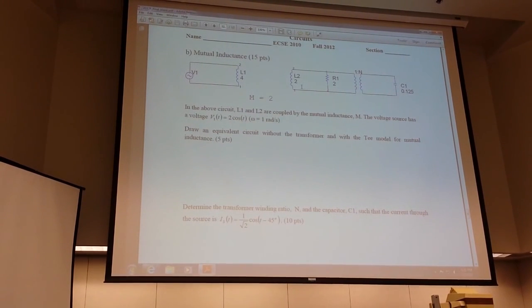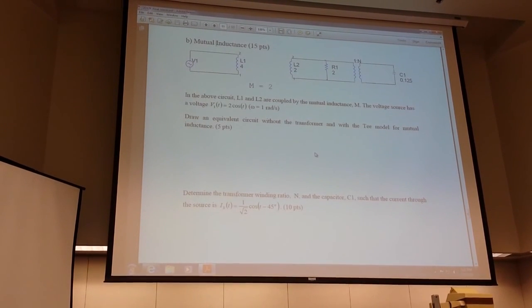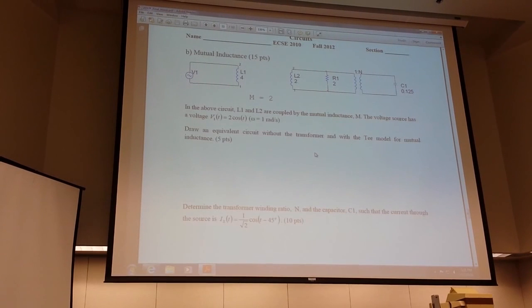And by observation, some of this problem is fairly straightforward. M was given, L1 minus M is 2. M is 2, and then L2 minus M is 0. So that certainly makes the problem easier to analyze. And now we coupled it with the real transformer as well. Everybody okay with this problem? Anybody need to see the circuit drawn out? Anybody want to see the circuit drawn out?